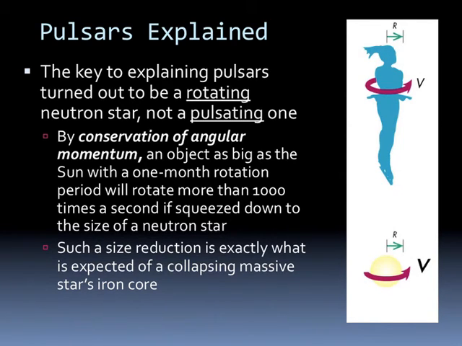By conservation of angular momentum, an object as big as the Sun with a 1-month rotation period would rotate more than 1,000 times a second if squeezed down to the size of a neutron star. Such a size reduction is exactly what is expected of a collapsing massive star's iron core.